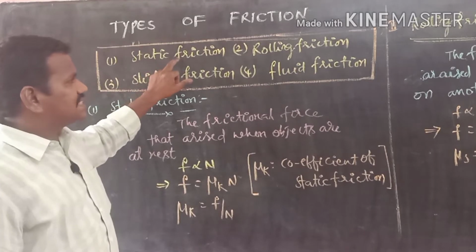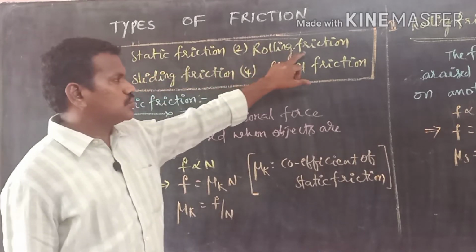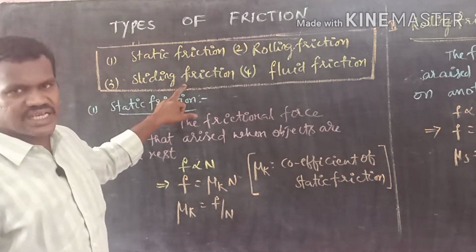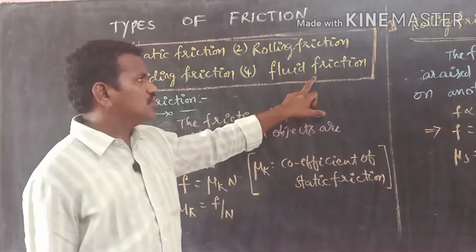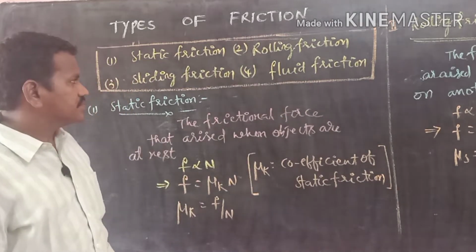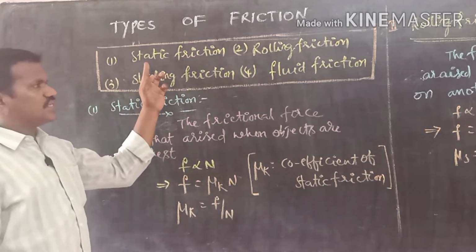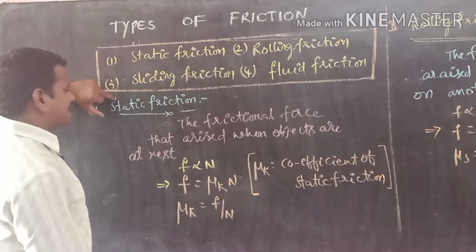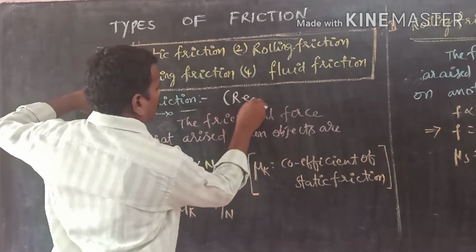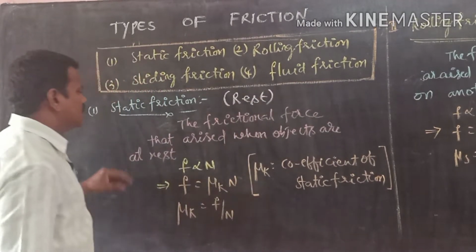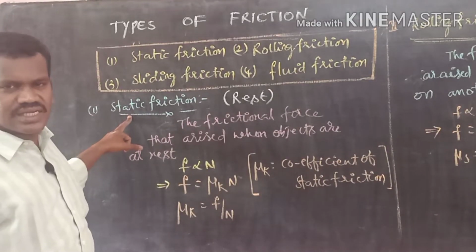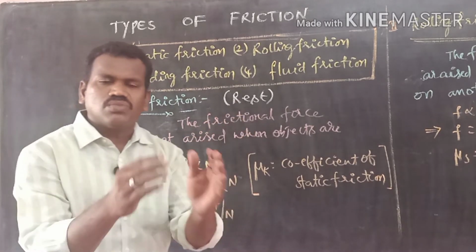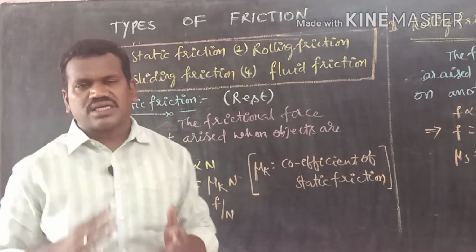Number one, static friction. Number two, rolling friction. Number three, sliding friction. Number four, fluid friction. First comes the first type of friction, that is static friction. The word static is a Greek word which means the body is at rest. Here both the bodies must be at rest.